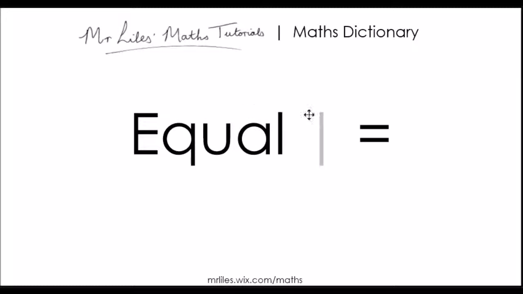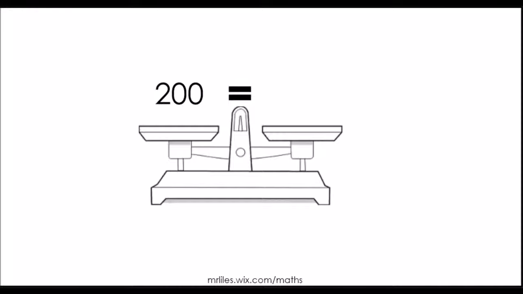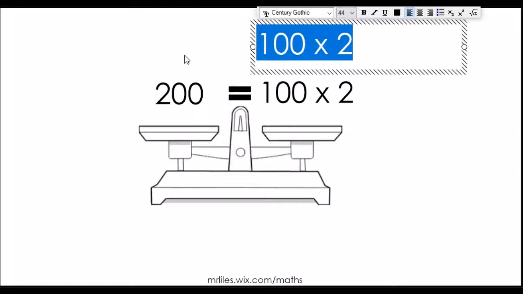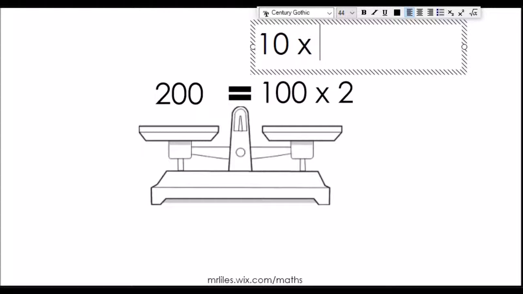The equals sign is two lines next to each other. You should know that, but we should cover it anyway. And well, you can think of many ways of showing that 200 is equal to something else. This is one way, 100 multiplied by 2. But you could also say that 200 is the same as 10 multiplied by 20.